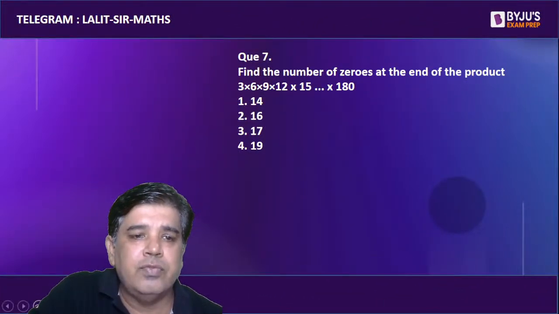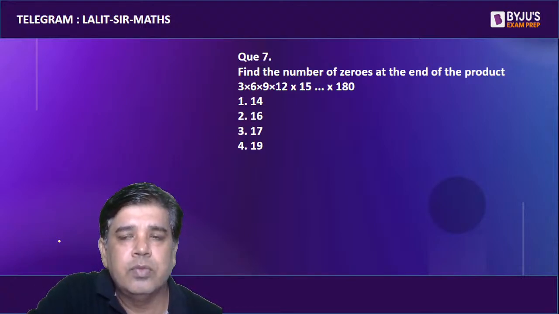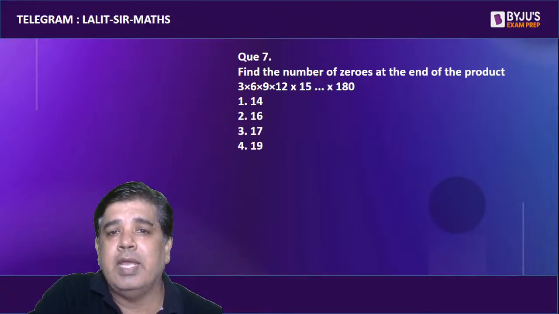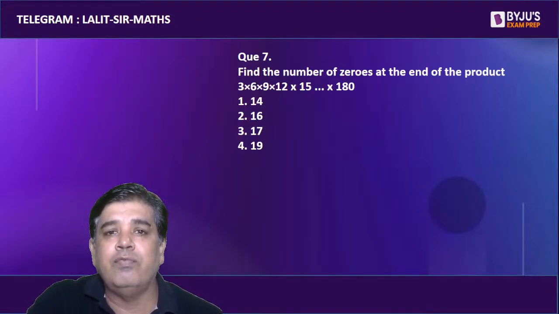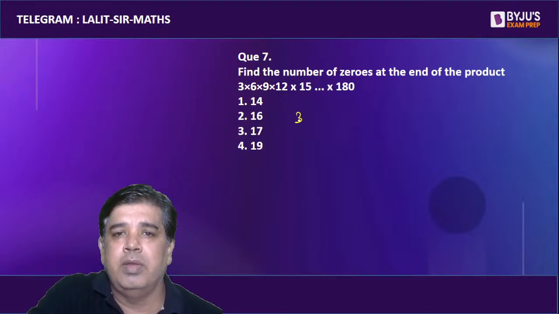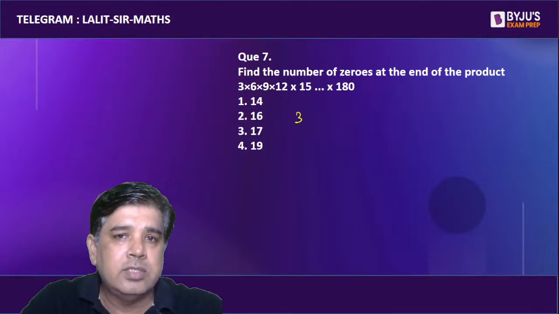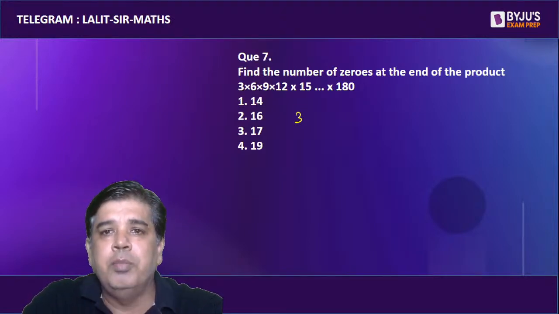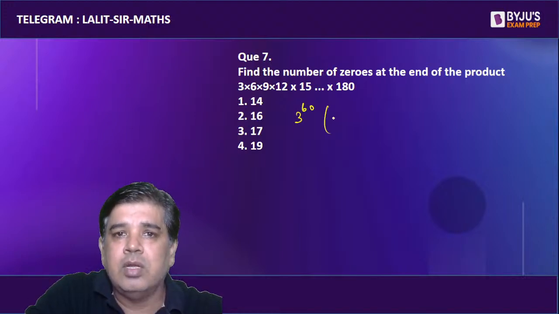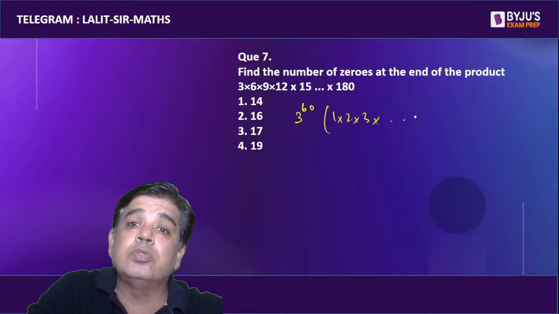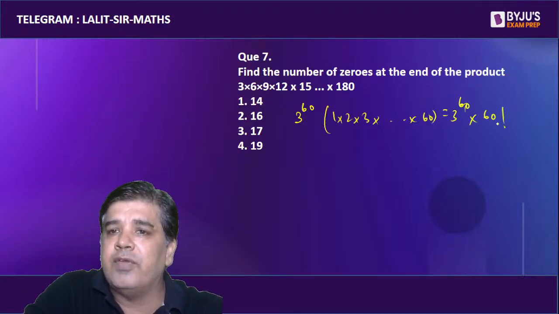Find the number of zeros at the end of the product. The last question had multiples of 2. Here we have multiples of 3. So I am taking 3 common, separating out all the 3s which are there in the product. How many times? The last is 3 into 60. So 60 times 3 will come out, and we will get 1, 2, 3 up to 60. That means this is 3 raised to power 60 into 60 factorial.